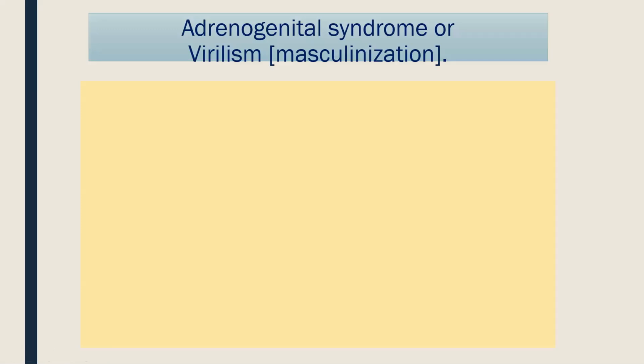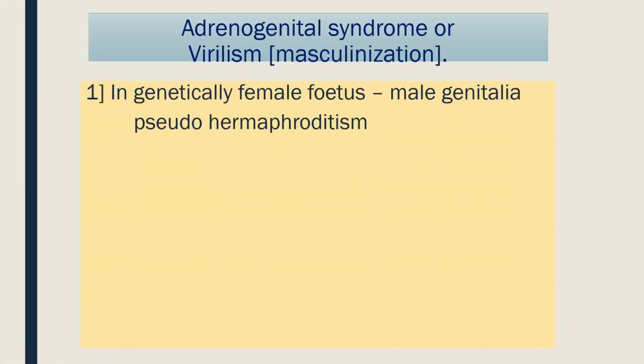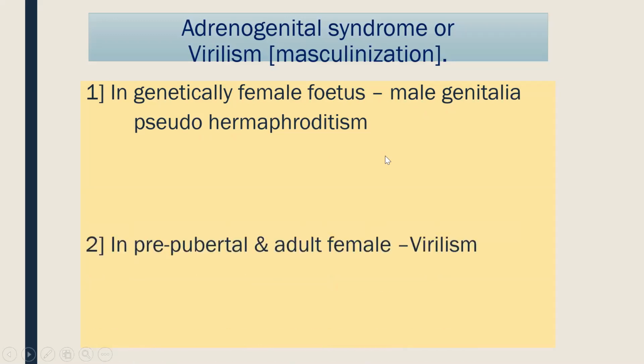We will concentrate on what this excess of adrenal steroids causes. In a genetically female fetus, whenever there are excess androgens, it will result in the formation of male genitalia. That means the ovaries are there and it is 46 XX, but the external genitalia are male, which we call pseudo-hermaphroditism. The genotype is female, whereas the phenotype is male.